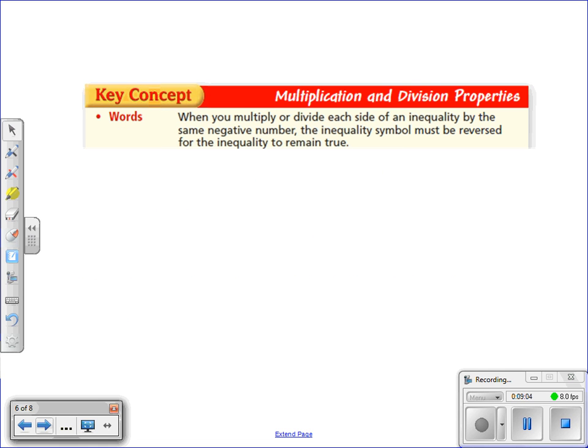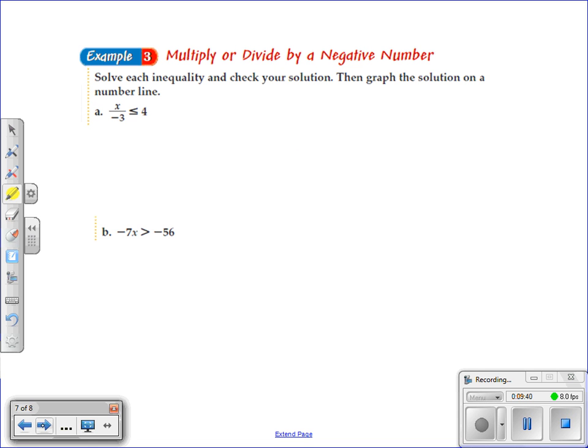Here's the property. This is for negative numbers. If you multiply or divide each side of an inequality by the same negative number, the inequality must be reversed for the inequality to remain true. Write it down, commit yourself to it. Then we'll go on to the next slide and we'll try a couple of these in action.